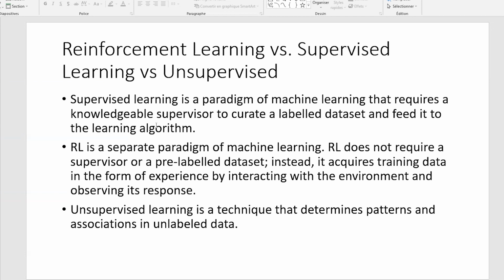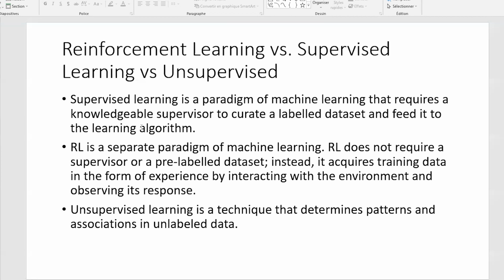Reinforcement learning is a separate paradigm of machine learning. It does not require a supervisor or pre-labeled data. Instead, it acquires training data in the form of experience by interacting with the environment and observing its response. In this specific case, the agent will be interacting with the environment and receiving feedback from it. Based on that feedback, it will always try as much as possible to obtain positive feedback instead of negative feedback. Unsupervised learning is a technique that determines patterns and associations in unlabeled data.